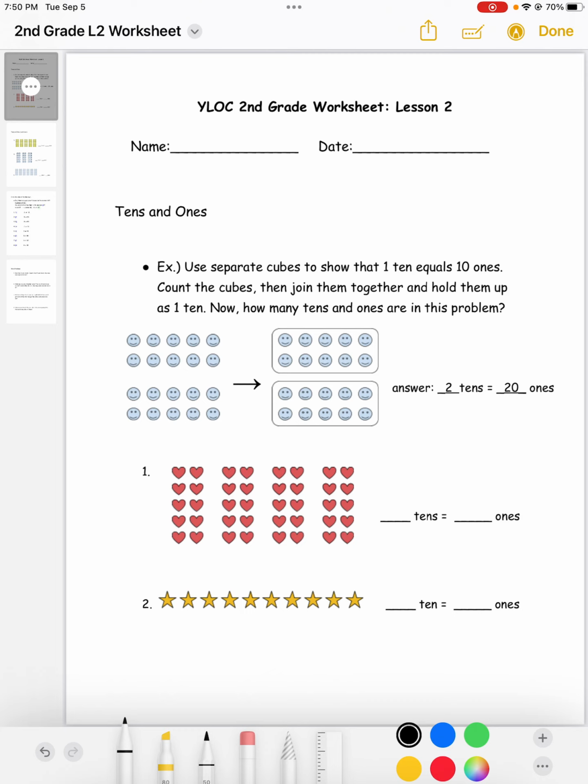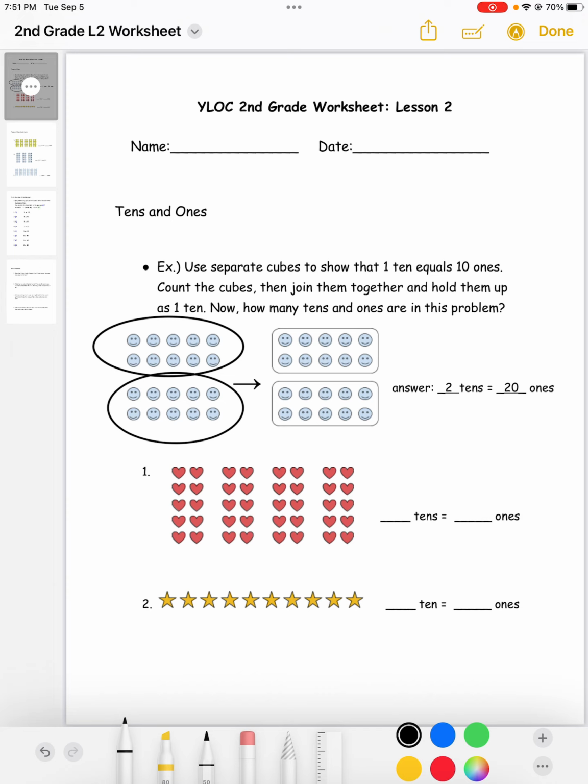So we're doing tens and ones today. Example: use separate cubes to show that 10 equals 10 ones. Count the cubes, then join them together and hold up as 10. Now, how many tens and ones are there in a problem? This example shows us there are 10 smiley faces in this one and 10 smiley faces in this one. So there's 2 tens and 20 ones because 10 plus 10 is 20.